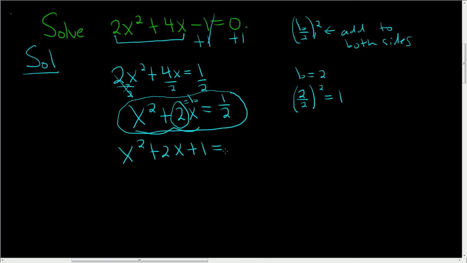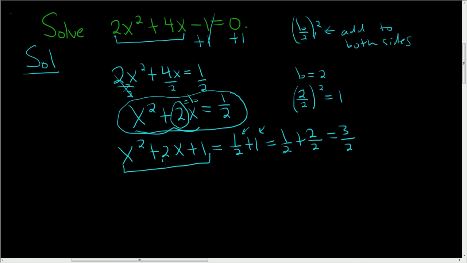So we added 1 to the left-hand side. Now we'll do the same for the right-hand side. We have 1/2 plus 1. If you have 1/2 plus 1, that's really 1/2 plus 2/2. So you get 3/2.